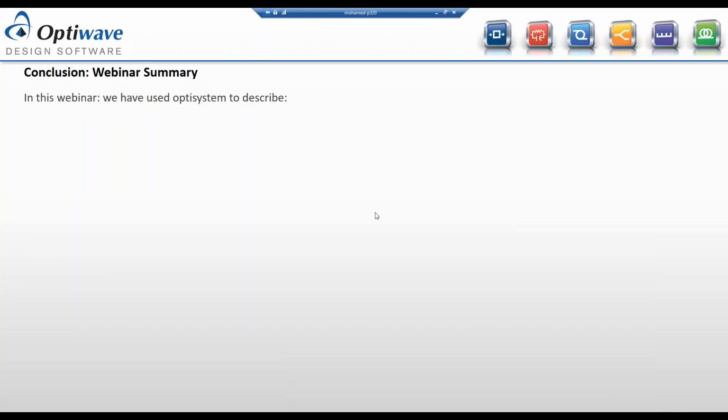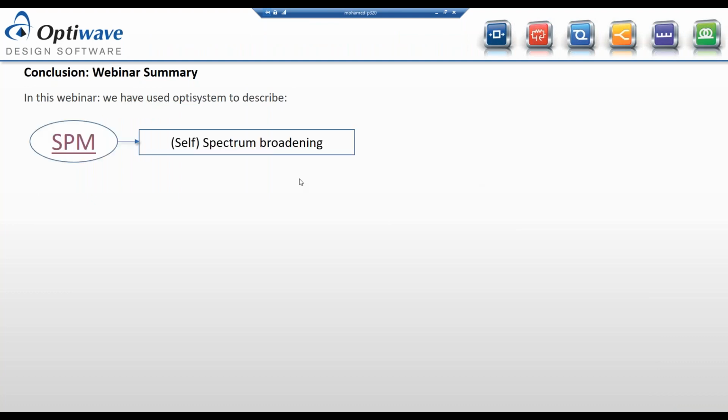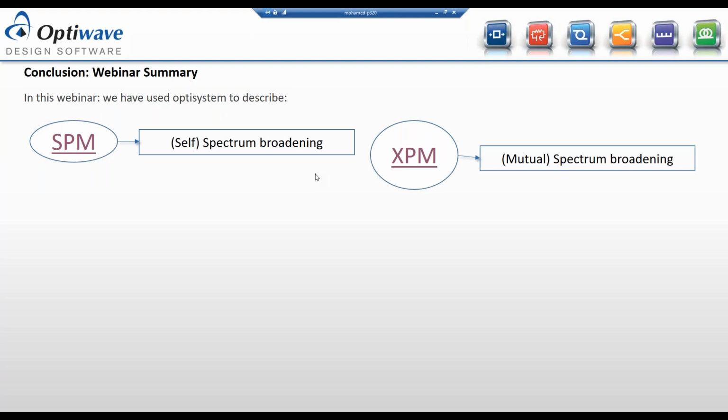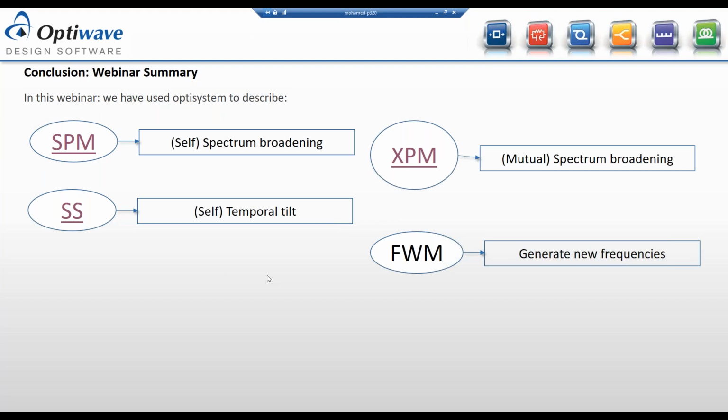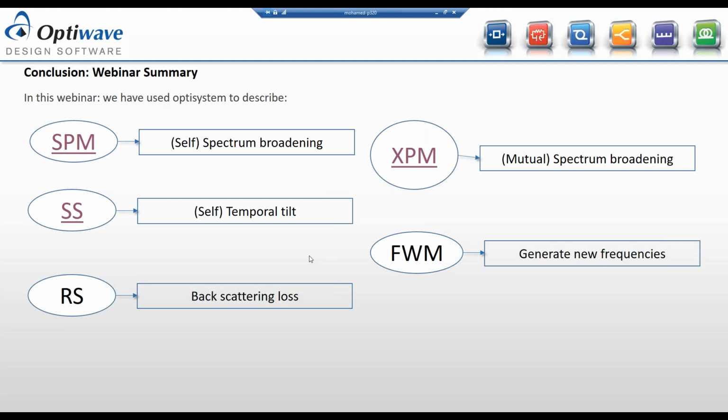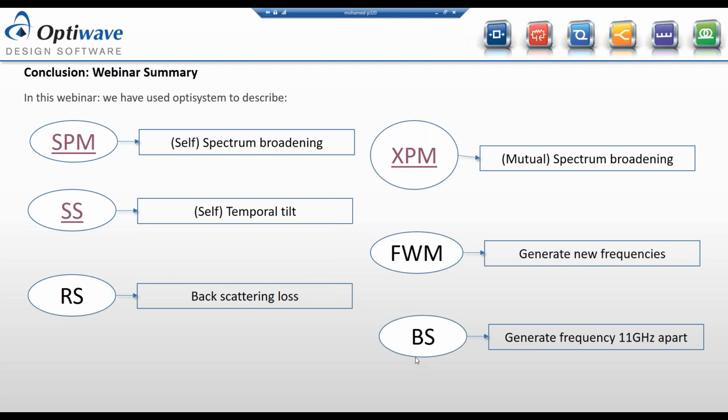Let me finalize the webinar with something interesting for you, just to help you remember all this stuff. What we have done in this one, we have studied self-phase modulation: the signal itself increases its spectrum. Cross-phase modulation: we have mutual coupling between two signals, one affects the other. Self-steepening: the effect is temporal tilt. Four-wave mixing generates new frequencies. Backscattering is mainly loss. Brillouin scattering generates a signal 11 gigahertz apart, and we have stimulated Raman scattering, which causes Raman tilt.